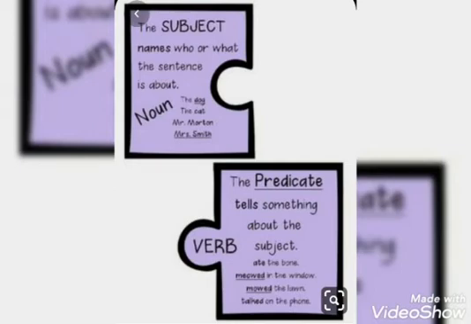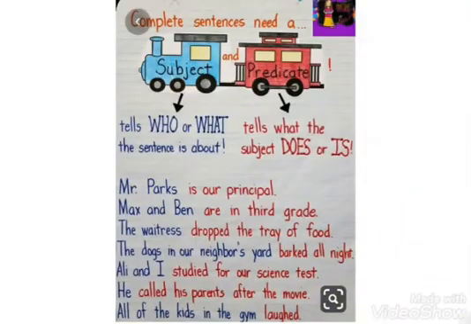Now, always remember, ask yourself two questions to identify the subject. Who or what? Who is the principal? Mr. Parks. That is the subject. Now, what do we do to find out the predicate? What is Mr. Parks? Is our principal. Is the predicate. Max and Ben, subject, are in the third grade, predicate.